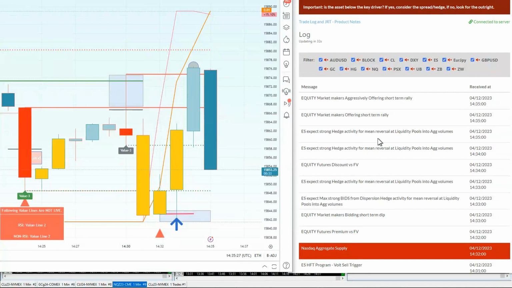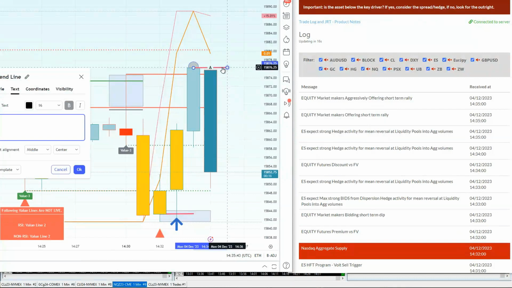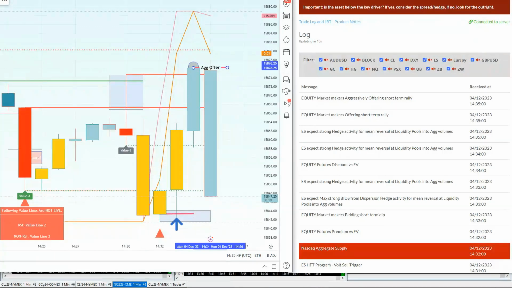Hedge activity for mean reversal, offering top edges at 35, aggressively offering short-term rallies at 35. So you can see those aggressive offers coming in at 35. Do you see them? Well, look at what happened to that aggressive offer, guys. Is that not sensational? Remember, 35 is the close of that candle. It's the close of that candle, guys. Nothing else.